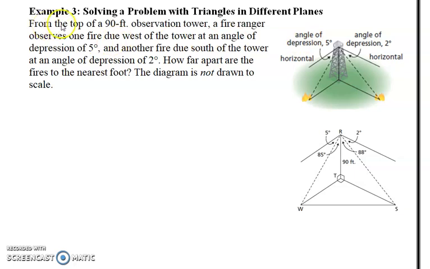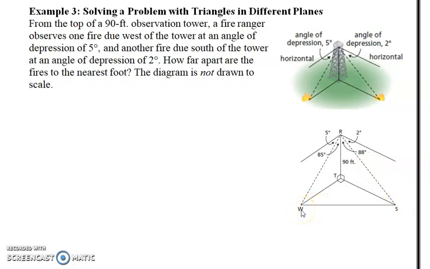It says from the top of a 90-foot observation tower. So the tower is here, and they give you this diagram in the book. I'm taking this and writing it down just in lines without the picture, adding in the 90 degrees and the angles that we need. It says there's an angle of depression of 5 degrees, so there's your horizontal if you wish. If that angle in here is 5 degrees, that means the right angle triangle it makes is going to be 85 degrees. And another fire due south, there's the south.